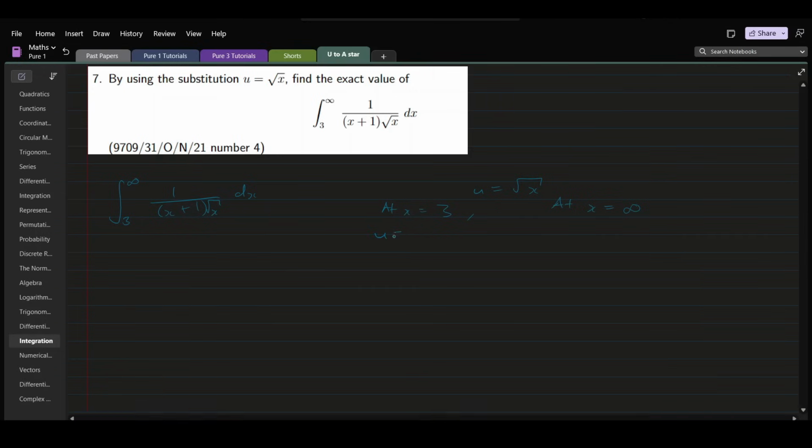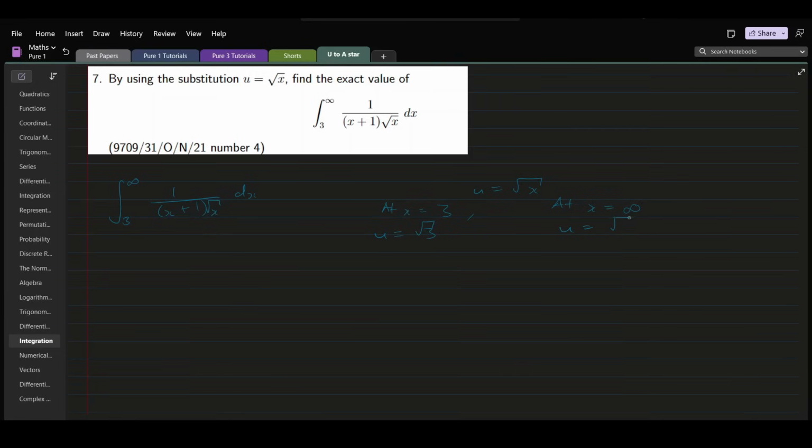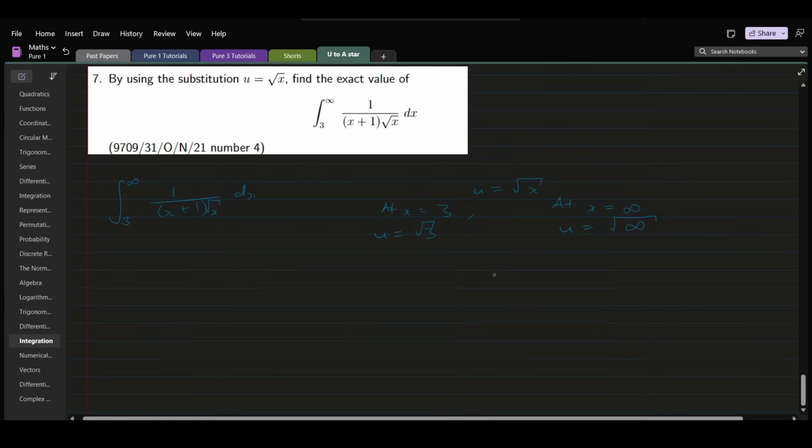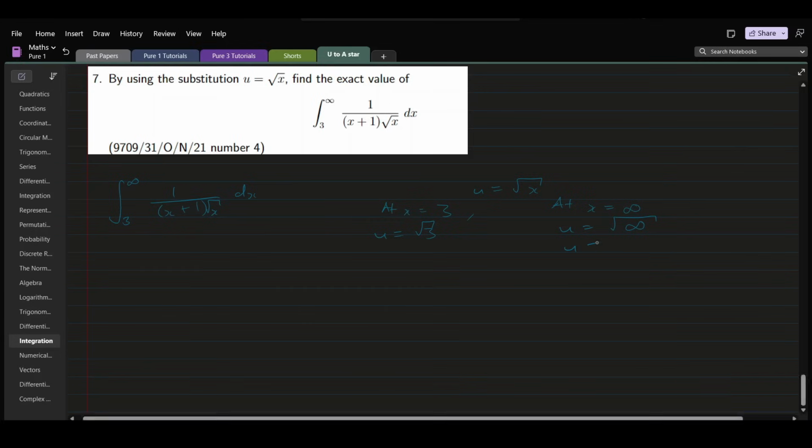So at x is equal to 3, you get u is equal to root 3. Then at x is equal to infinity, you get u is equal to root infinity. Okay, so this may be a little difficult to take, but root infinity is equal to infinity. Some infinities are bigger than others. The idea is basically that if you take the square root of a very large number, which is infinity, you still remain with a very large number, which is still infinity. So in this case, u is going to be infinity.